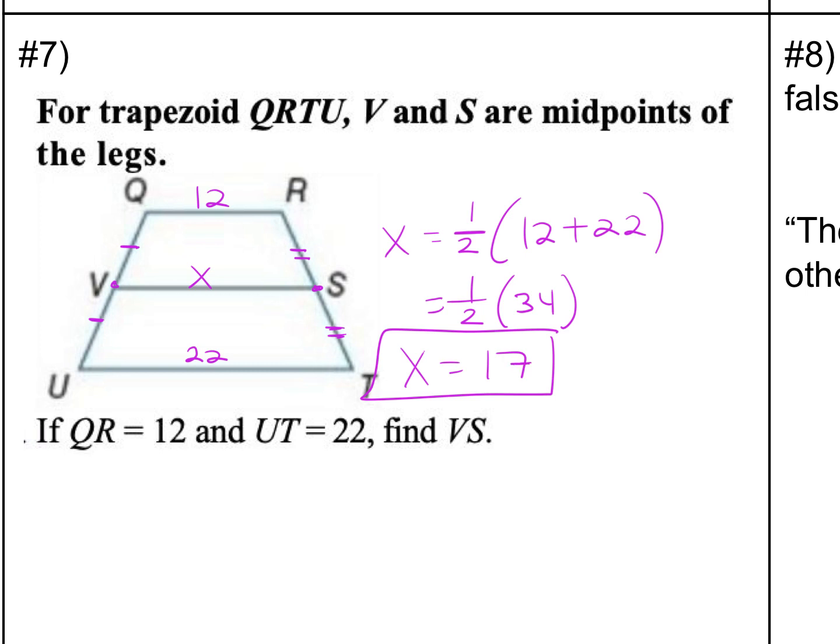Do you know how you can check that? You just add it in. If you put a 17 right here, the distance between these 2 is how many units? 5. The distance between these 2 is 5 units. If that number comes out to the same thing, then you know you have the right answer. Okay? It's essentially finding a midpoint.